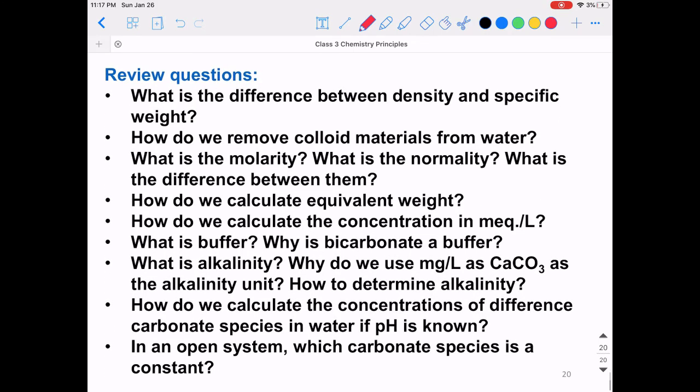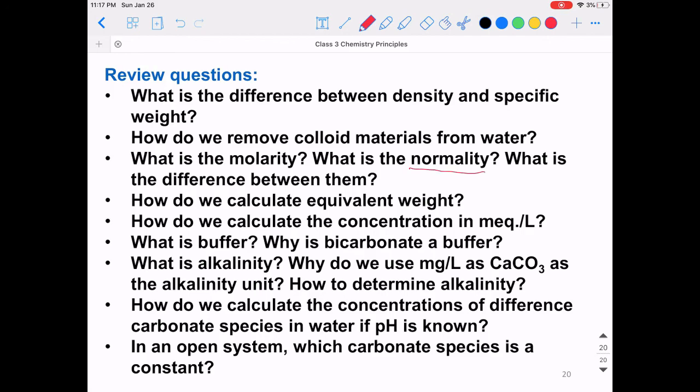Now let's review the questions we have gone through in this class. What is the difference between density and specific weight? Density is based on the mass and the volume of the species, and specific weight is in terms of the weight of the water, okay? We also want to understand how we remove the colloid materials from the water. We can use filtration, and we can also use centrifugation, right?